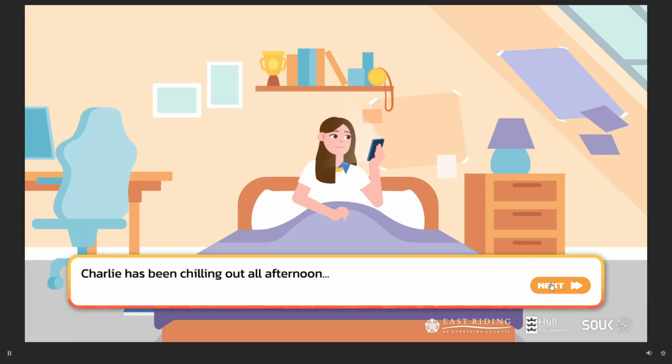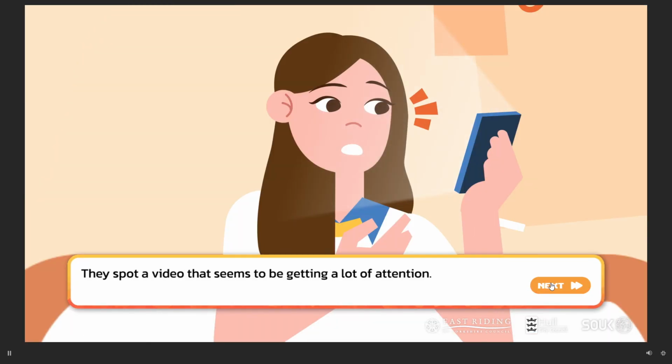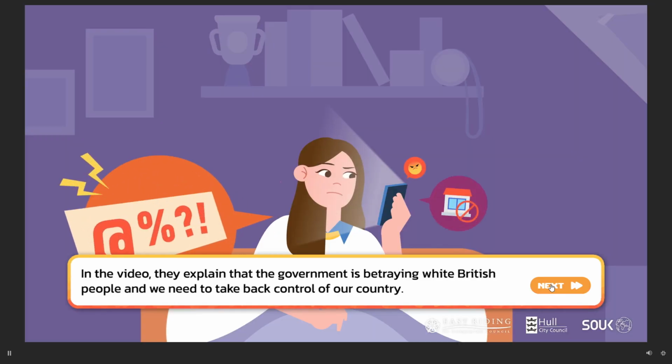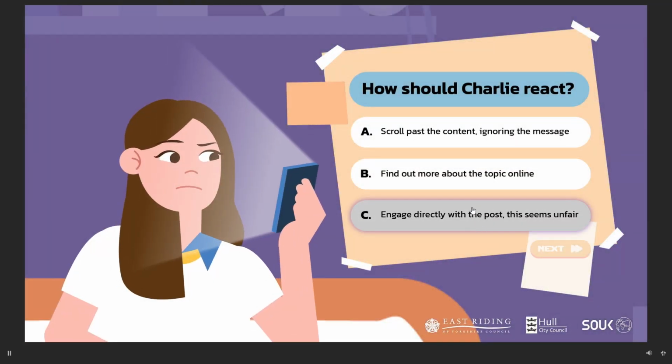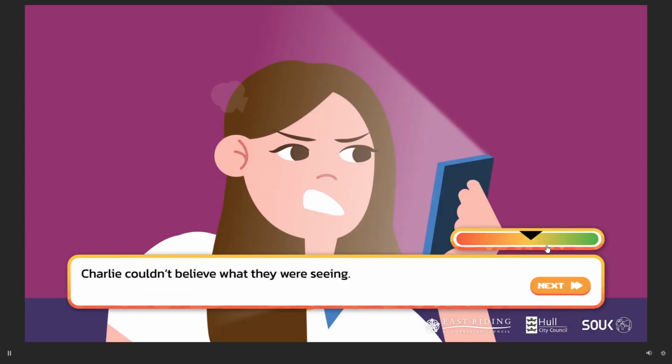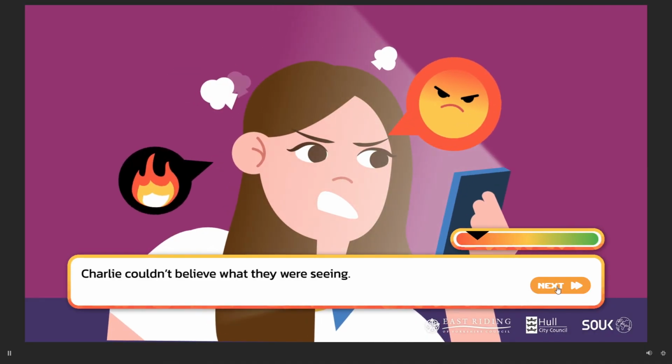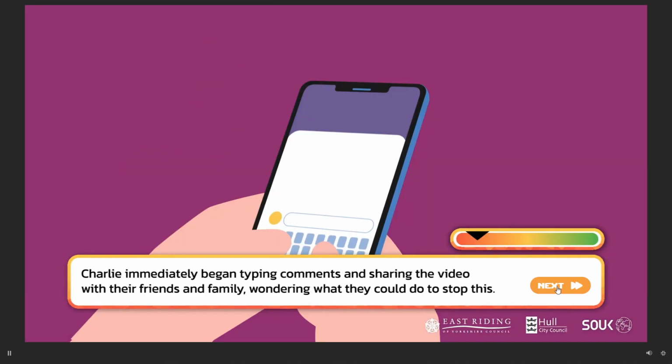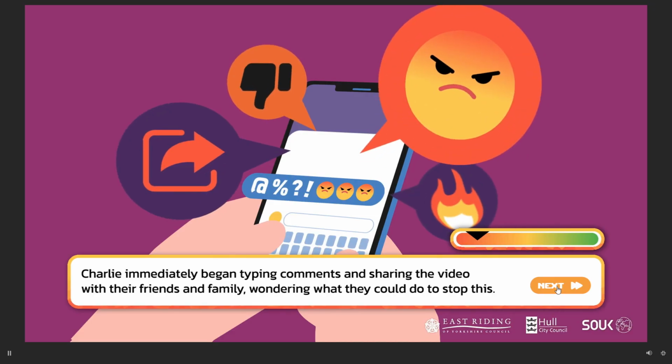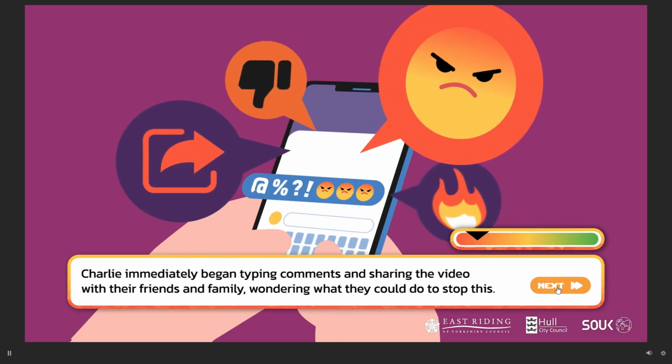I love it. Charlie has been chilling out. Okay. They've been scrolling. Charlie, what? Muslim men in the video. I'm gonna engage directly with the post. Charlie couldn't believe what they were seeing. Yes, gullible idiot. Charlie immediately began typing comments and sharing the video with their friends and family, wondering what they could do to stop this.